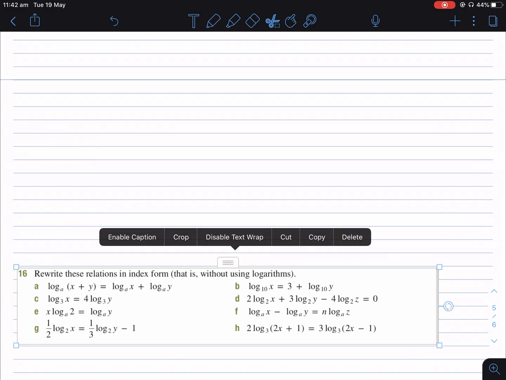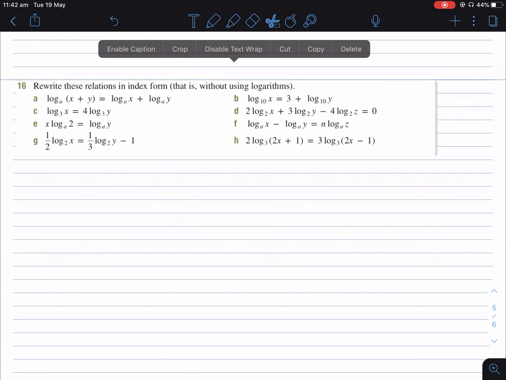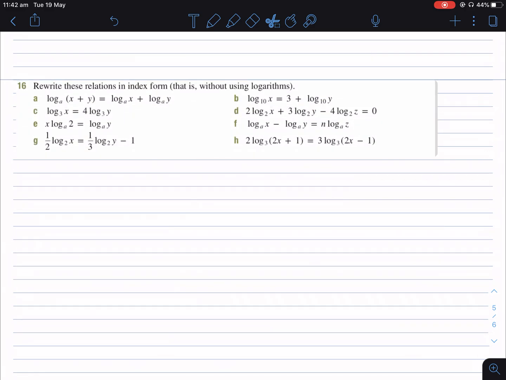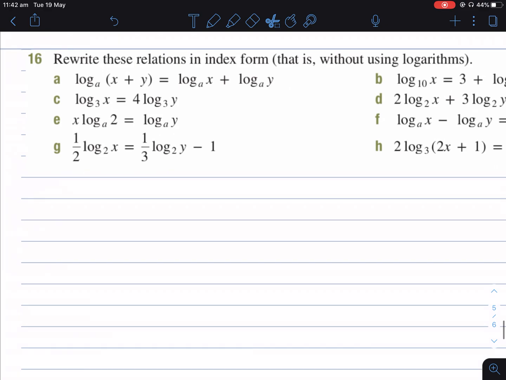Question 16. Rewrite these relations in index form, that is, without using logarithms. Okay, we can do this. I'm going to do it a really, really complicated way, and then you're going to see a shortcut.